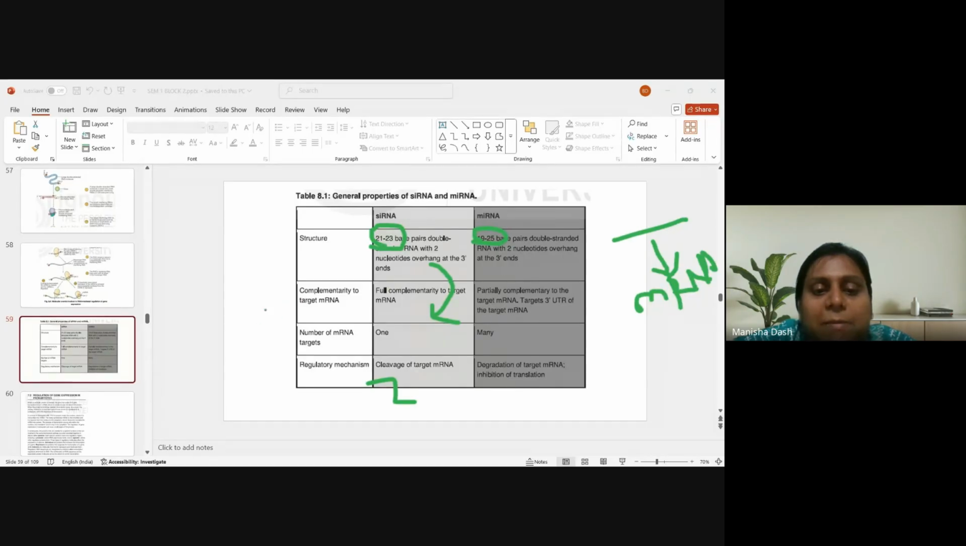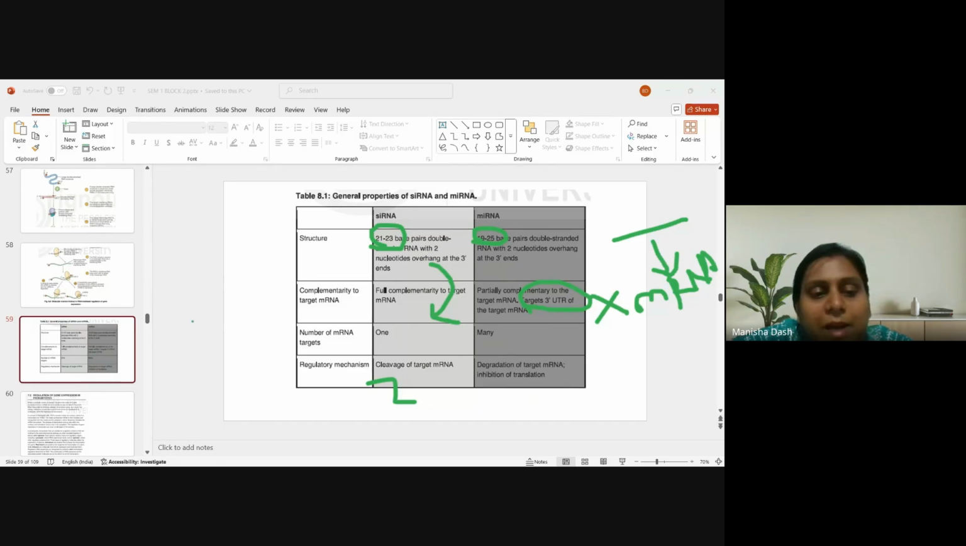So it will have partial complementarity to the target mRNA, and particularly it targets the 3' UTR of the target mRNA. So now you can understand why the 5' UTR and the 3' UTR are called regulatory sequences. Because if any of these RNA interference molecules bind to the regulatory sequences, then the expression of the gene can be inhibited.